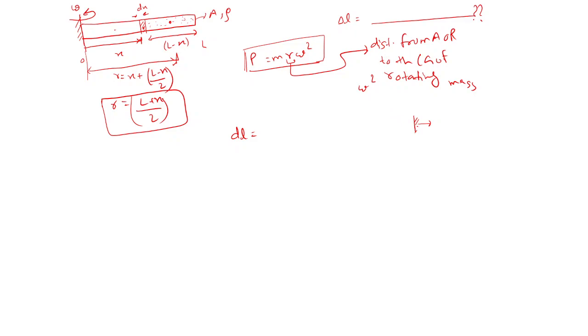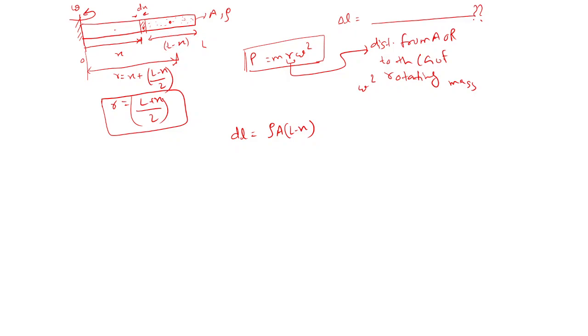Why are we finding dl? Because we are finding the elongation in the small part, dx. So the mass m is what? Rho a (L minus x), right? This much part is rotating, right?